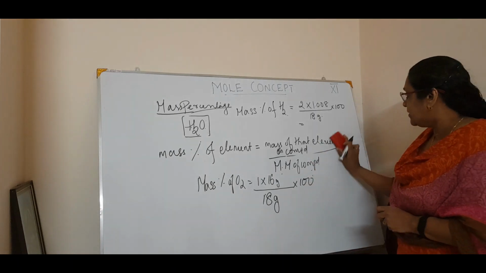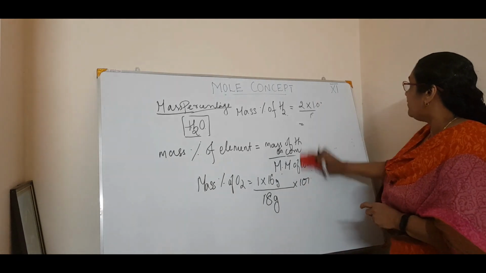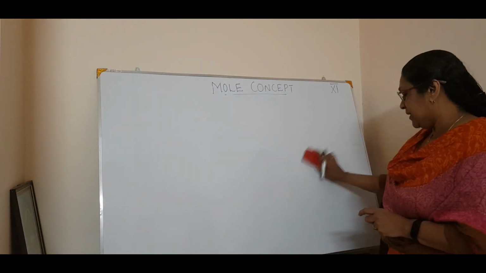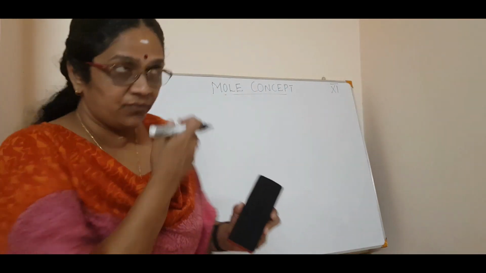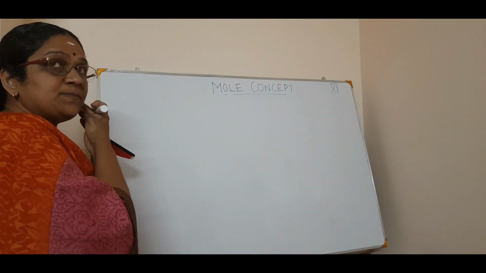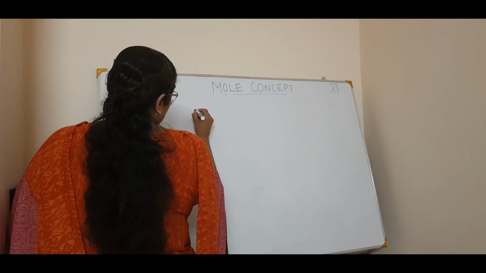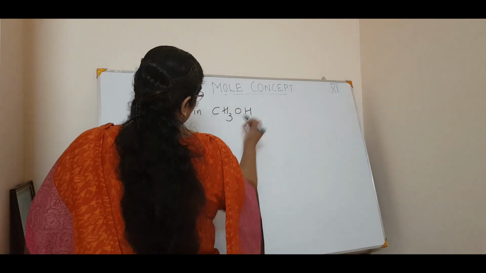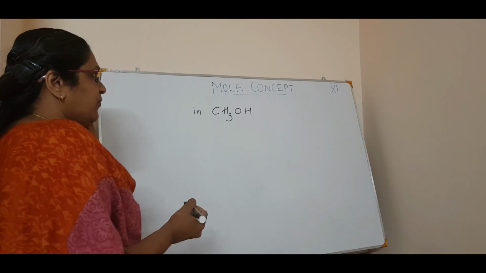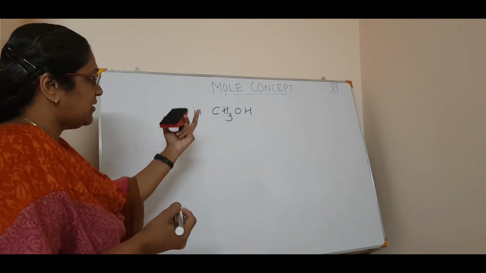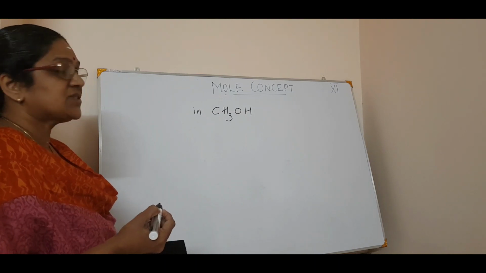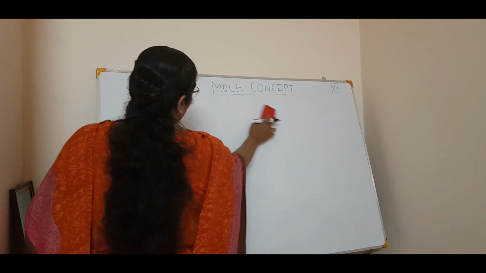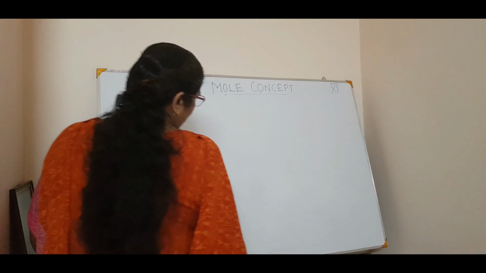Okay, I'll give you a homework. So is it clear? Just write it down. Calculate the mass percentage of the elements in CH3OH. Calculate the mass percentage of all the elements like carbon, hydrogen and oxygen in the compound CH3OH. Just do it as homework. So that's all about the mass percentage.